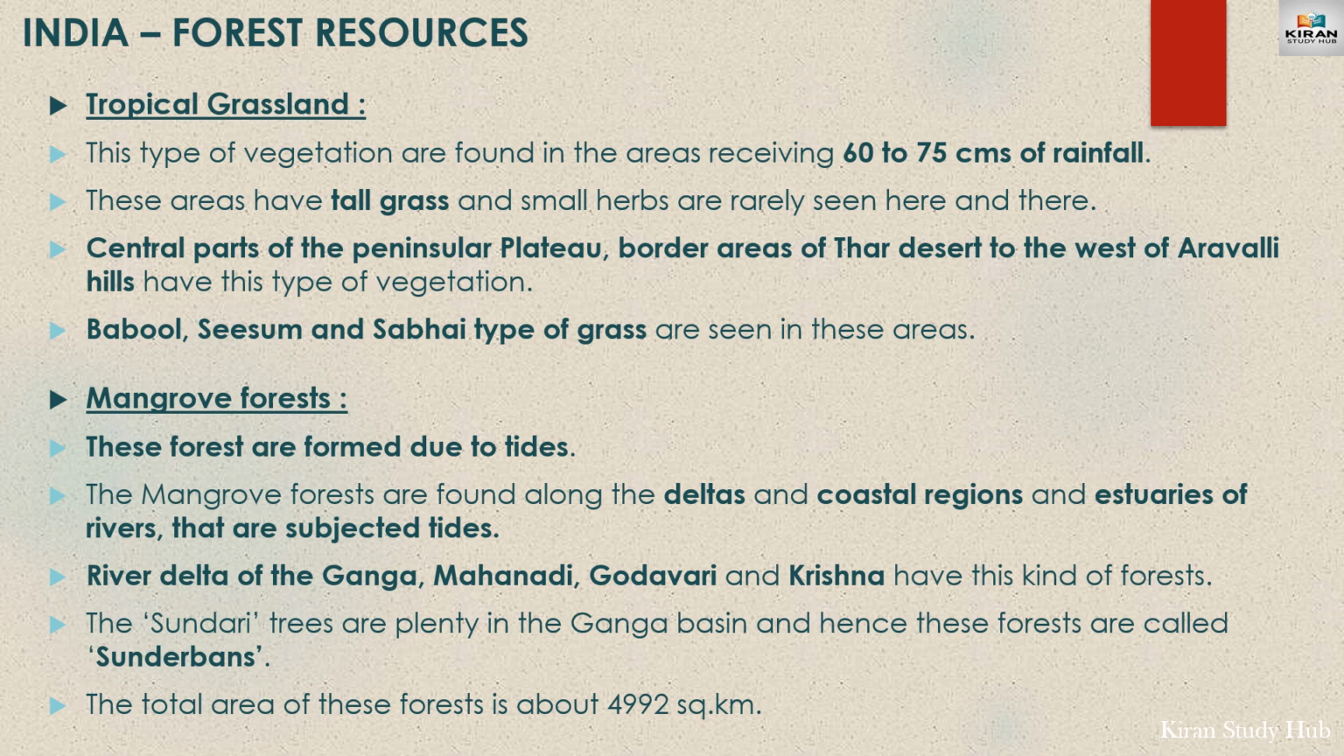Mangrove forest. These forests are formed due to tides. These forests are found along the delta, coastal regions, and estuaries of rivers that are subjected to tides. River deltas of Ganga, Mahanadi, Godavari, Krishna have this kind of forest. The Ganga Brahmaputra delta has mangrove forest. The mangrove forest of Ganga Brahmaputra delta has more Sundari trees. Hence, the mangrove forest of Ganga Brahmaputra delta is called Sundarbans.